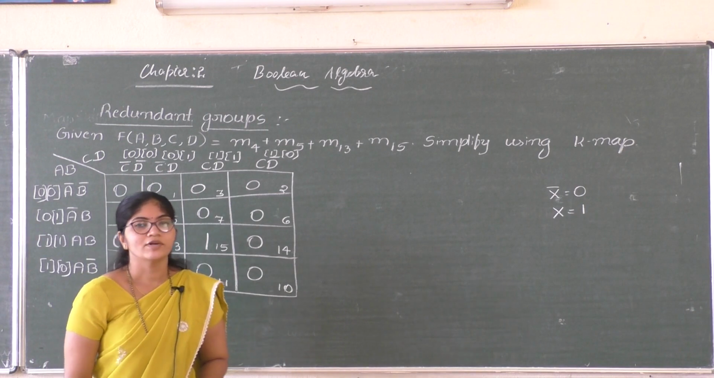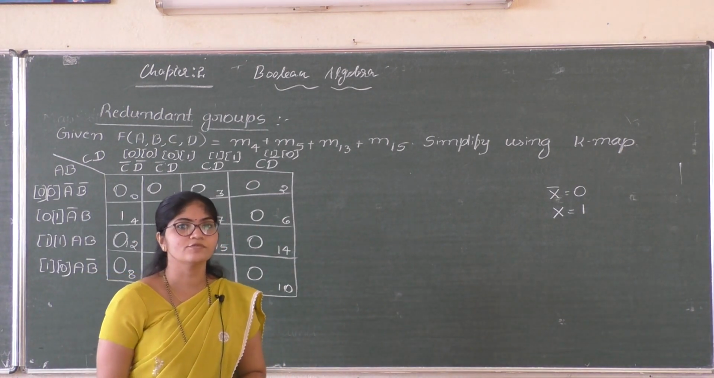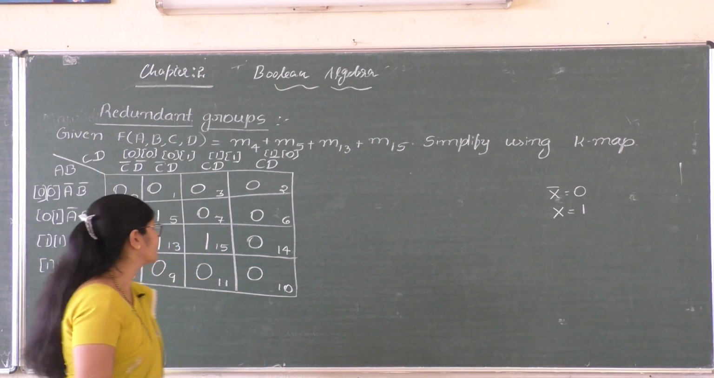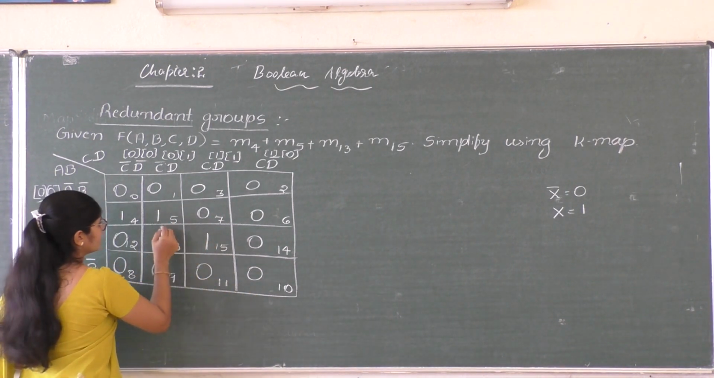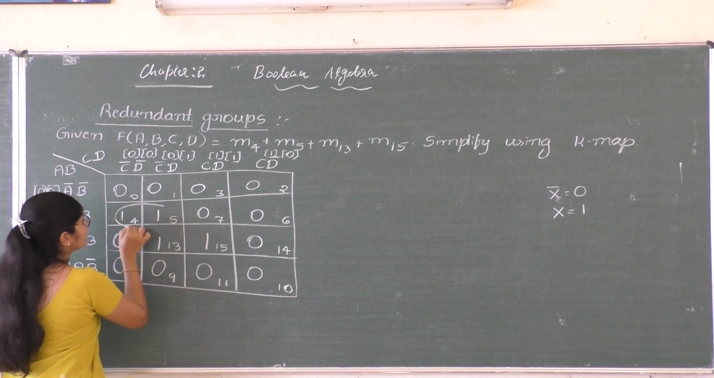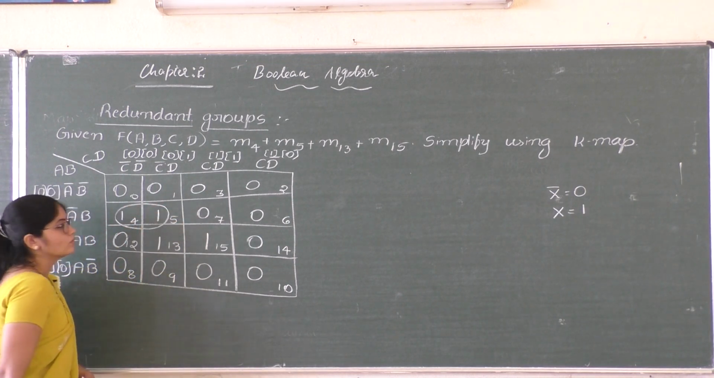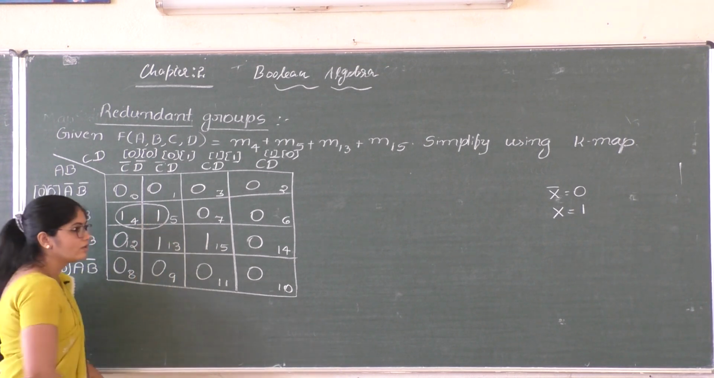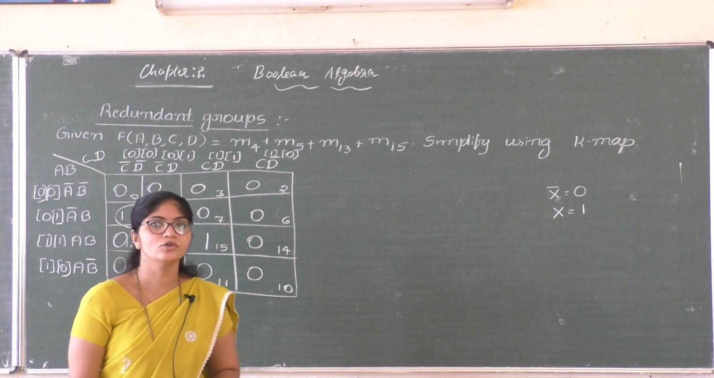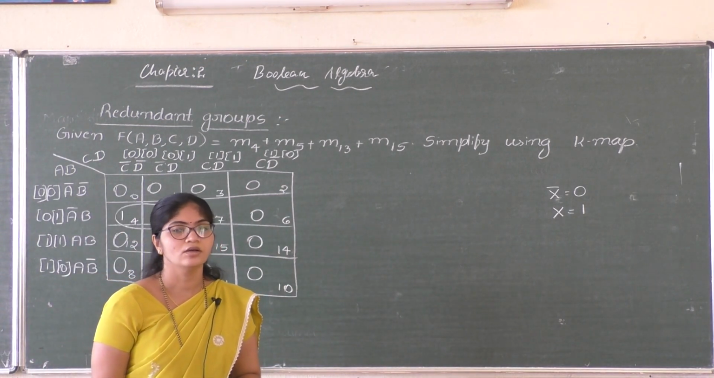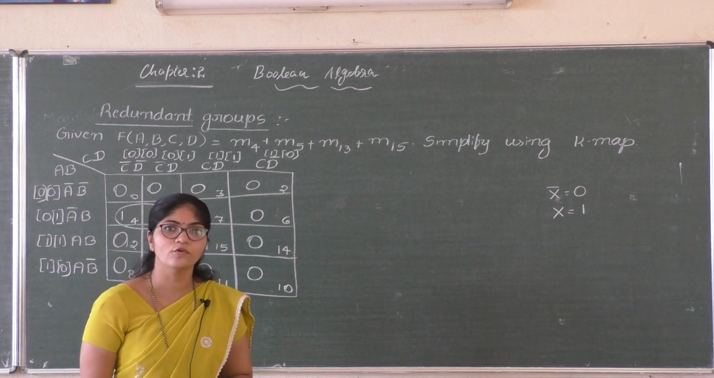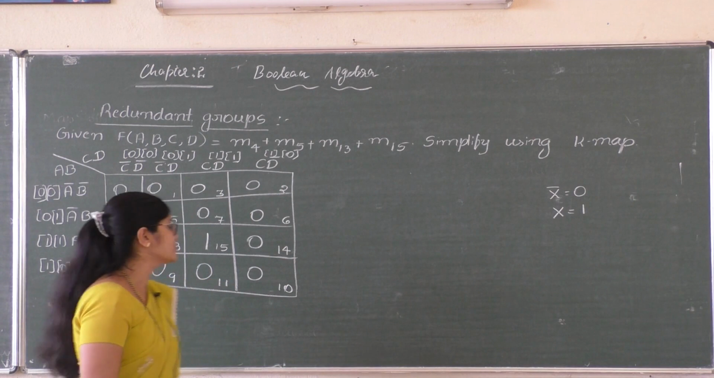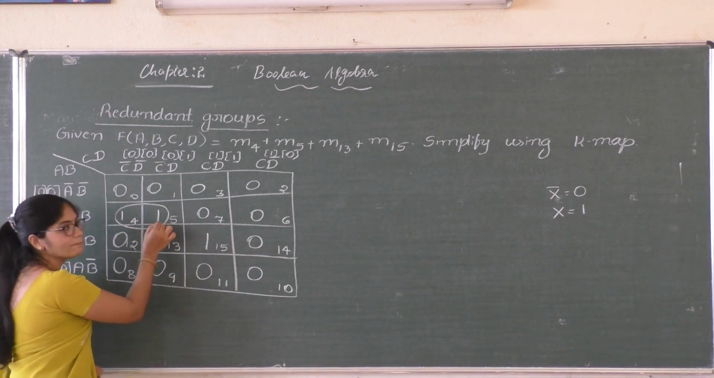And we know that while forming the groups, first search for octets, then for quads and last for pairs. So here we can form a group using ones in 4th square and 5th square. That group is called a pair. We know that pair means group of two adjacent ones. What is quad? Quad means group of 4 adjacent ones. Octet means group of 8 adjacent ones. See here we have formed a pair.